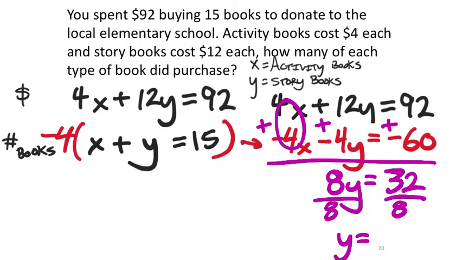And then finally here, to solve for y, we'll just divide both sides by 8, which tells me y is the storybooks. 32 divided by 8 is 4. So just in labeling this, it's not just 4, it's 4 storybooks.